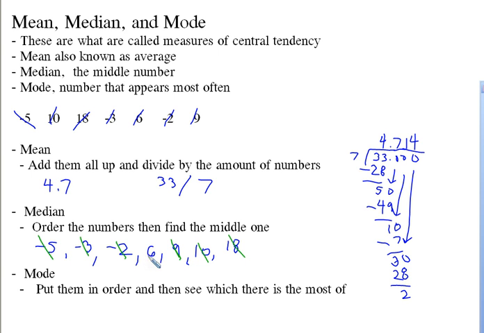Now sometimes you're going to end up with more than one in the middle that you can't cross off, and I'll show you what to do with that in the next problem. Now if we go back and look at the number that occurs most often, that's a little bit different. There's only one negative 5, only one 10, only one 18. None of these numbers occur more than once, so this would have no mode. It's possible to have no mode. It's possible to have more than one mode. And in this case, there's no mode.